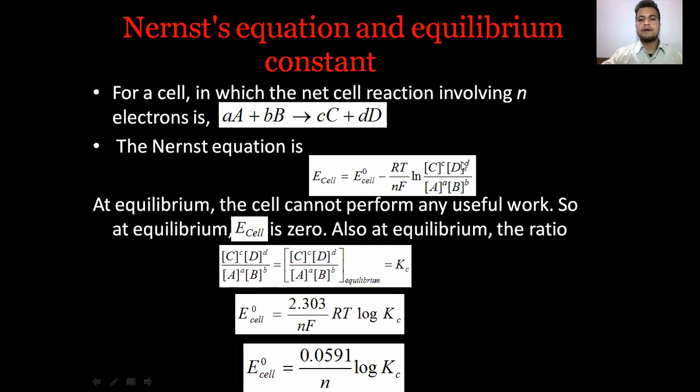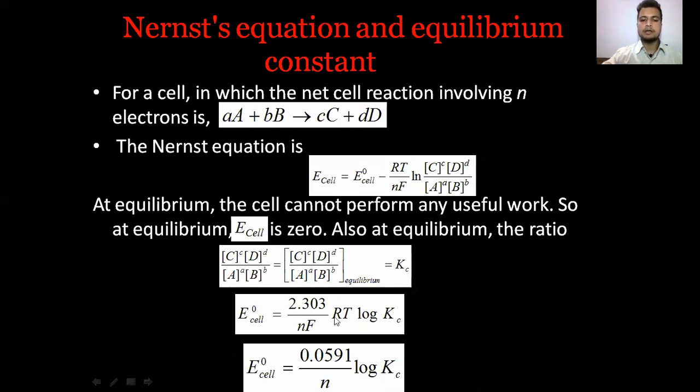So what do we do? If I put in the values, E cell will be equal to 0, and [C]^c [D]^d over [A]^a [B]^b becomes Kc. So if I put this as Kc and E cell equal to 0 and simplify, what I'll get is E naught cell equal to 2.303 RT by nF log of Kc, just converting ln to log. So instead of writing [C]^c [D]^d over [A]^a [B]^b, we can write log Kc.